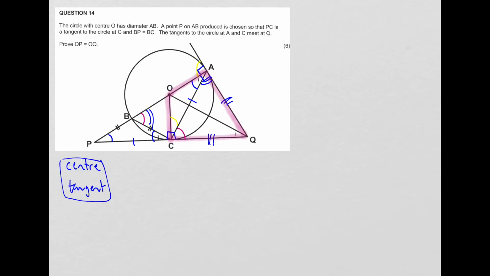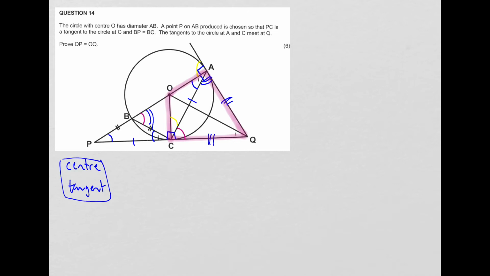So the question says circle with center O has diameter AB. Okay, so we're happy with that. There's diameter AB. A point P on AB produced, so AB produced means it continues to P, is chosen such that PC is a tangent to the circle at C, and BP is equal to BC. Okay, they've told us. And the tangents to the circle at A and C meet at Q. Okay, so there's the point, and so we've already discussed that's equal to that. Okay, so now let's look at what they're asking us to do.